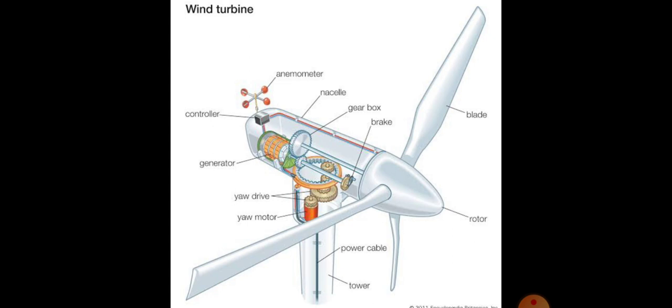And second one is availability of land. A large wind farm requires approximately 25 acres of area for 1 megawatt. So next one is grid stability. Grid should be free from voltage and frequency variation as far as possible.